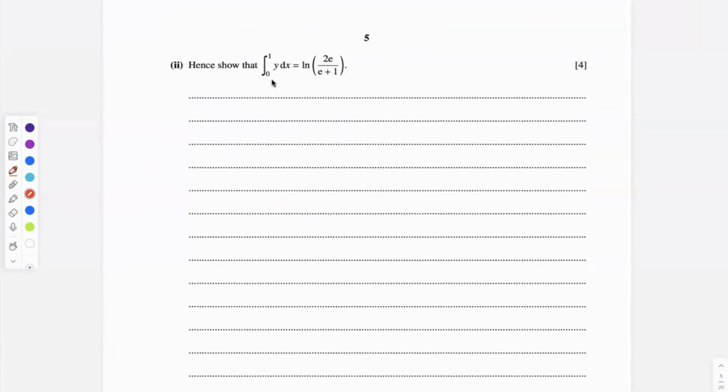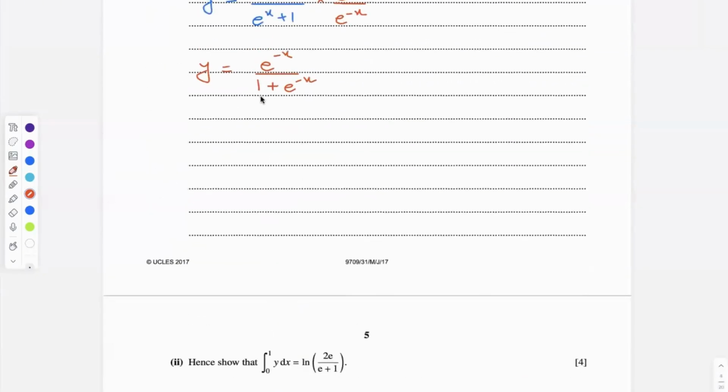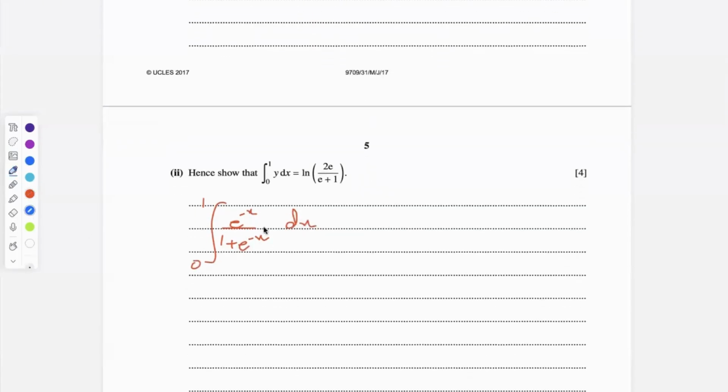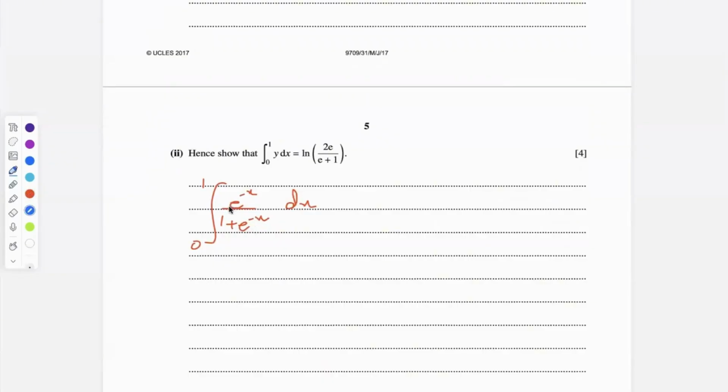Now in part 2, we have to show that the integral of y dx with limits 1 and 0 is equal to ln of 2e upon e plus 1. So in place of y, we can use a substitution e power minus x upon 1 plus e power minus x with the limits 1 and 0. Now, to integrate this, we can see that we need the derivative of e power minus x in the numerator. If we differentiate e power minus x, that becomes minus e power minus x. And as we need the derivative of the denominator, which is 1 plus e power minus x, that will also be equal to minus e power minus x.